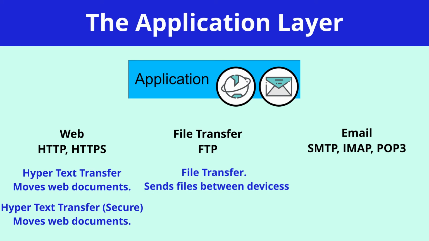The next protocol in the application layer is the File Transfer Protocol, or FTP. Now, FTP is used to transfer files between devices. Although services such as OneDrive and Dropbox are making this protocol less common, it was once the main way to transfer large files between remote devices. Finally, we have the email protocols. SMTP is used to send an email to a server, and IMAP and POP3 are two different protocols that we can use to receive and read emails from servers.